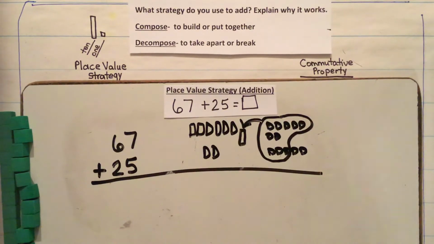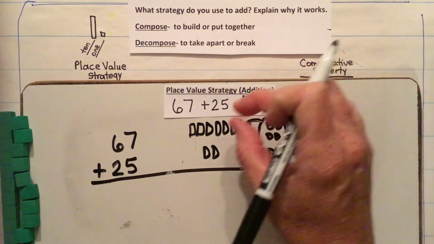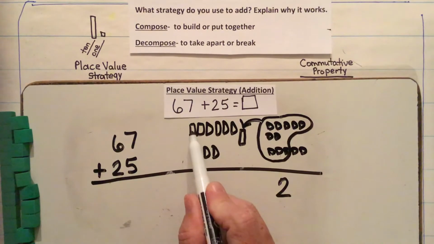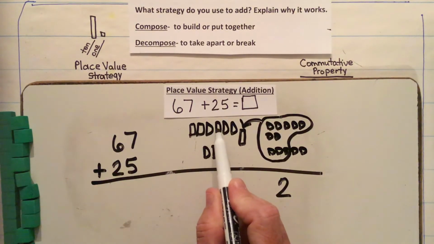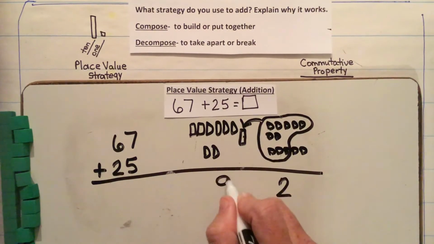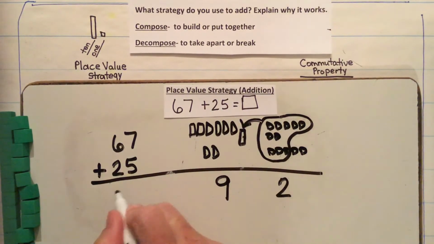Now I'm ready to count my ones. 1, 2. There are only 2, because remember, you compose these and move them to the tens. Now you're ready to count your tens. 1, 2, 3, 4, 5, 6, 7, 8, 9. 9 tens, 2 ones. Your sum is 92.